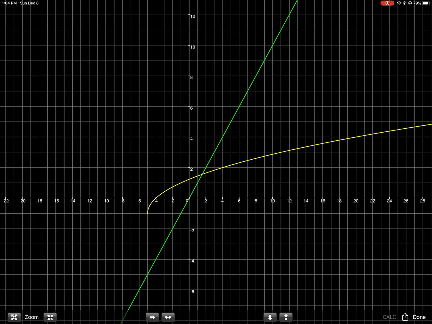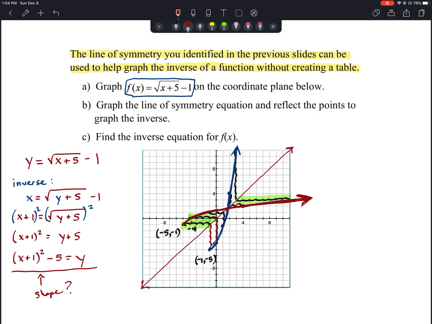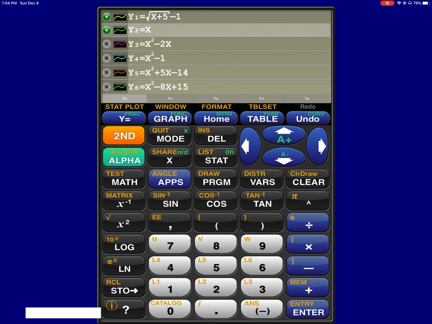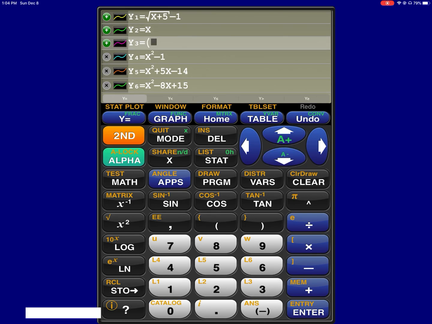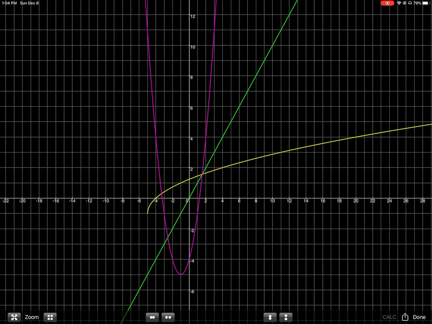So we just came up with the equation in our notes here. We just said this equation, the quantity of x plus 1 squared minus 5, would be the inverse. But when we go in here and we graph the quantity of x plus 1 squared minus 5, oh, we get a full parabola, right? You see where my cursor's at here, I've got my full parabola on here.